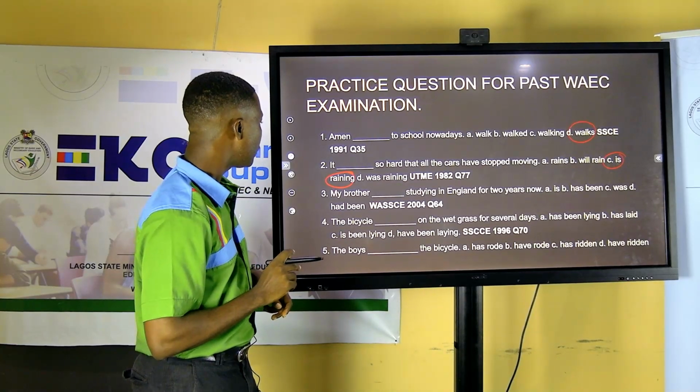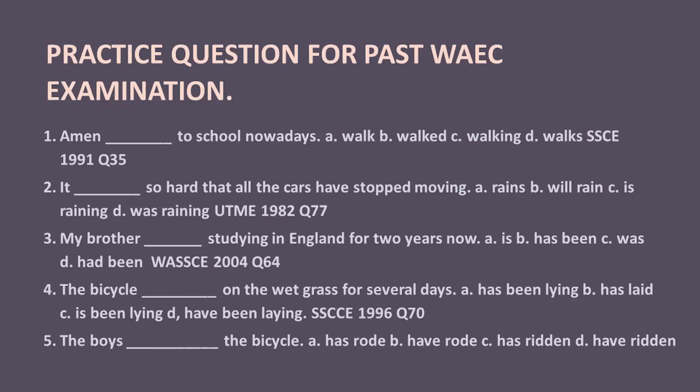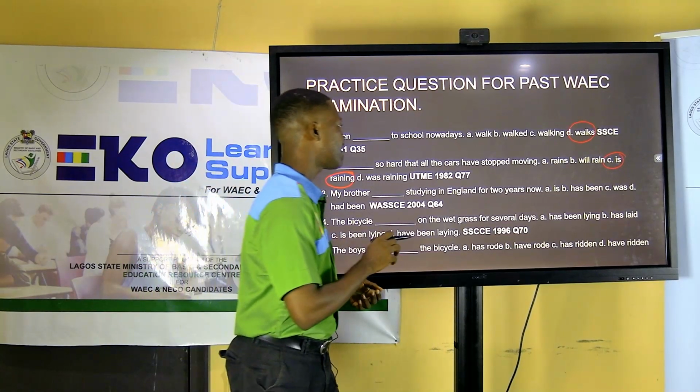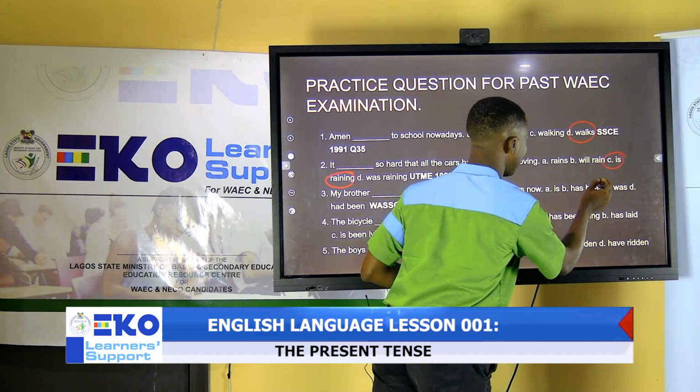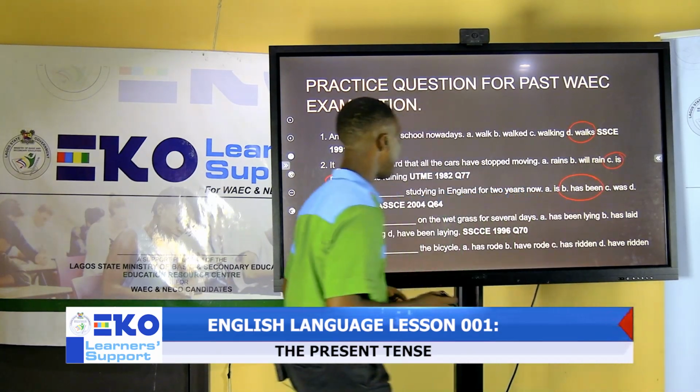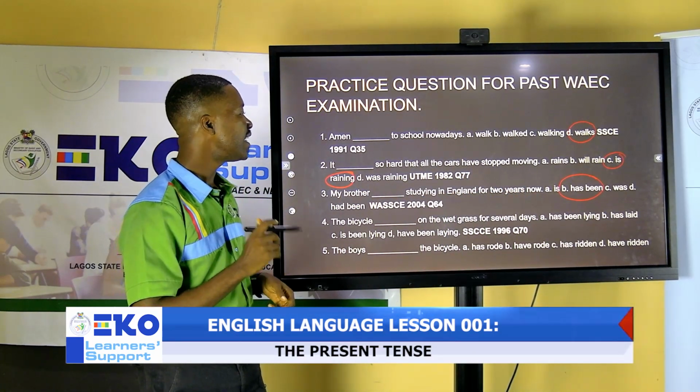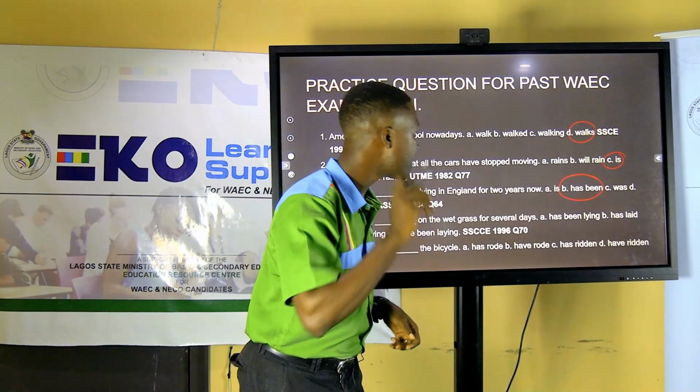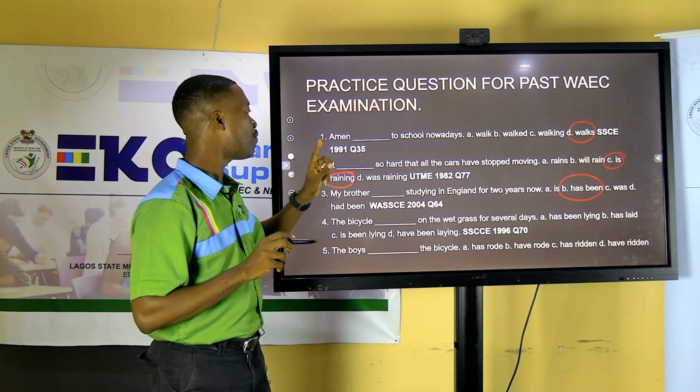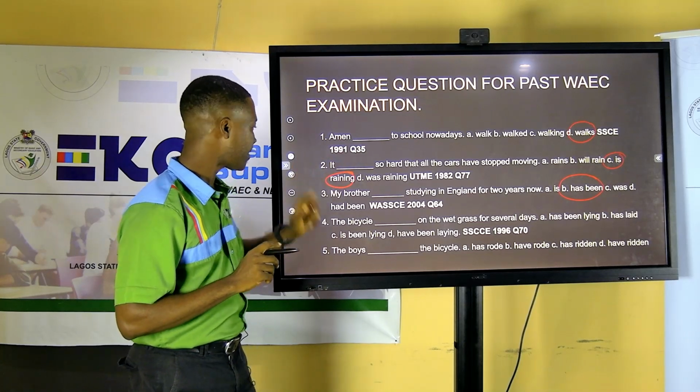The next one, number 3. My brother dash studying in England for 2 years now. This is 2004 West African School Senior Certificate Examination, question number 64. What would be the answer? Yes, the answer is what? Beautiful. B. Correct. My brother has been studying in England for 2 years now. That is simple. We are looking at the present perfect tense.